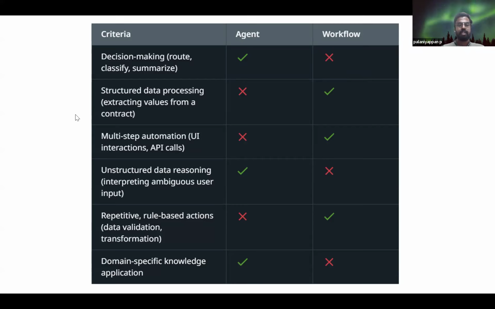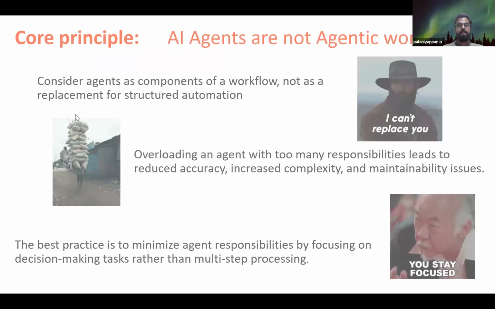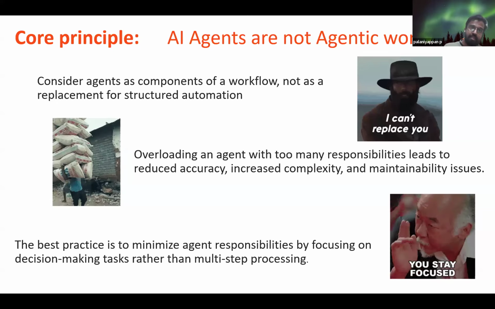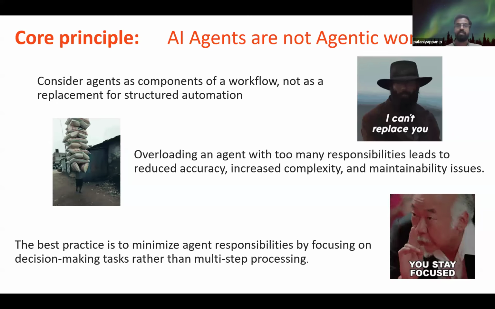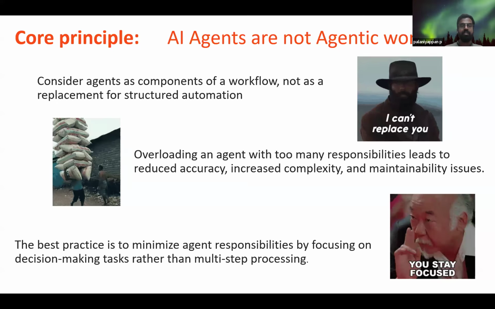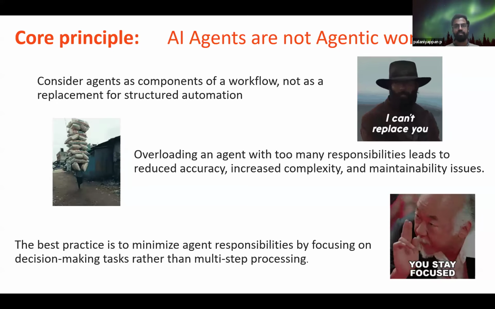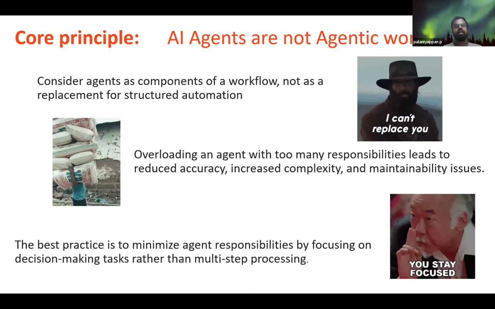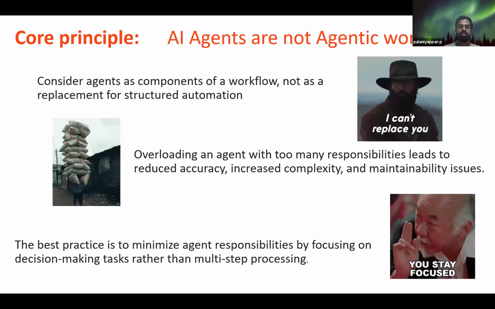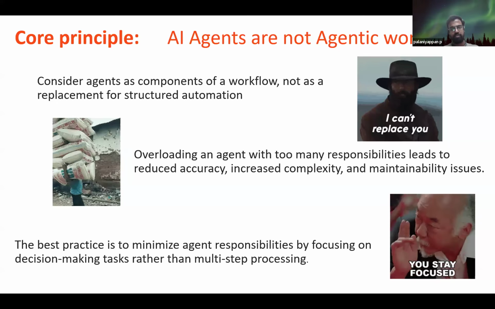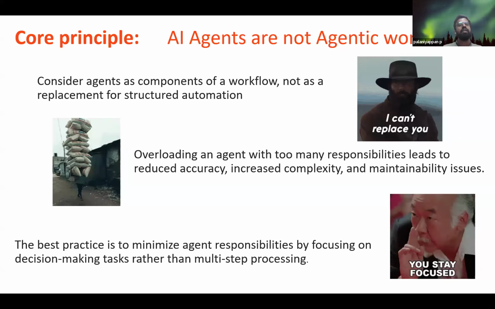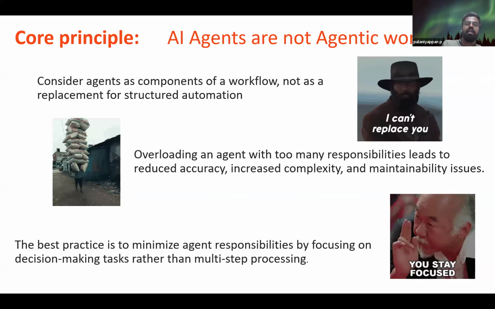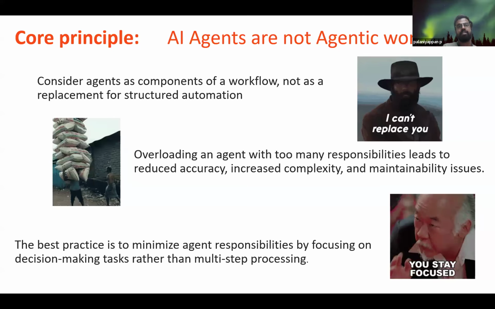So with that note, I want to emphasize another point: AI agents are not agentic workflows, because those two are different from each other. That's why they are categorized as two different things under the agentic AI system. So when you can go for an agent, just read through this one by one, you'll be able to connect the dots. Consider agents as components of a workflow. That's what I was saying, and not as a replacement of a structured automation.